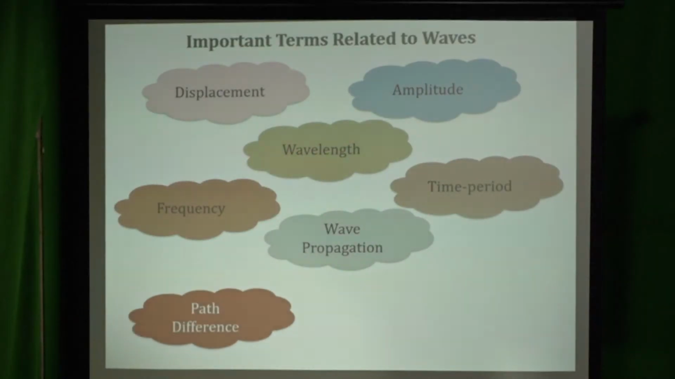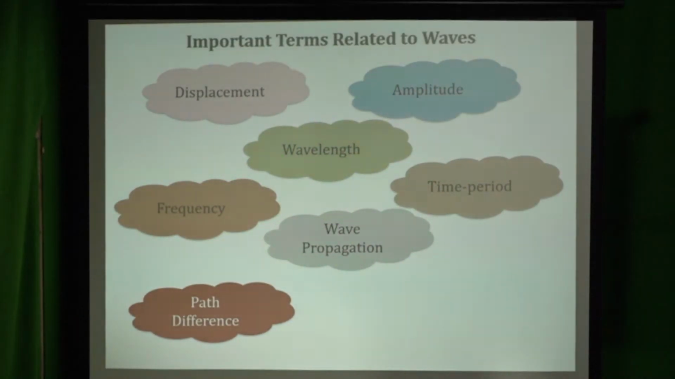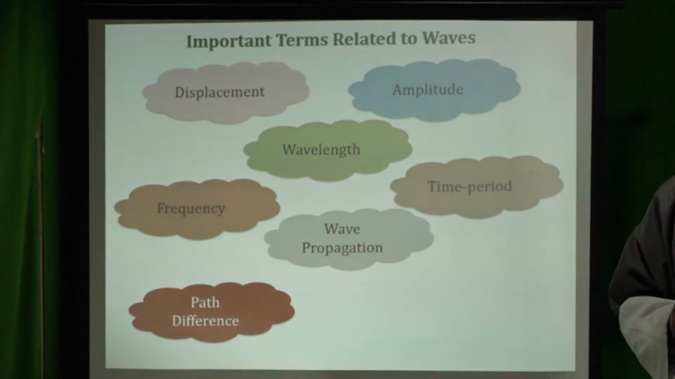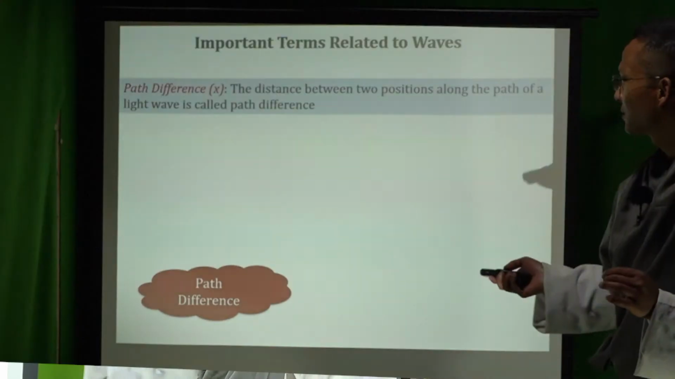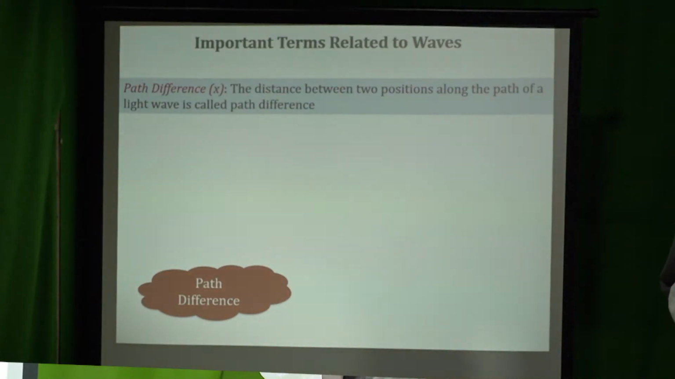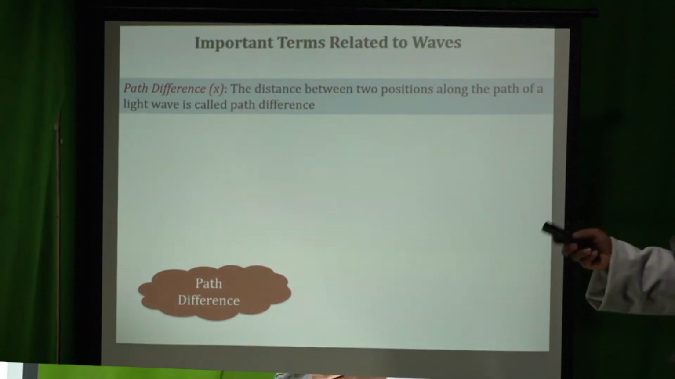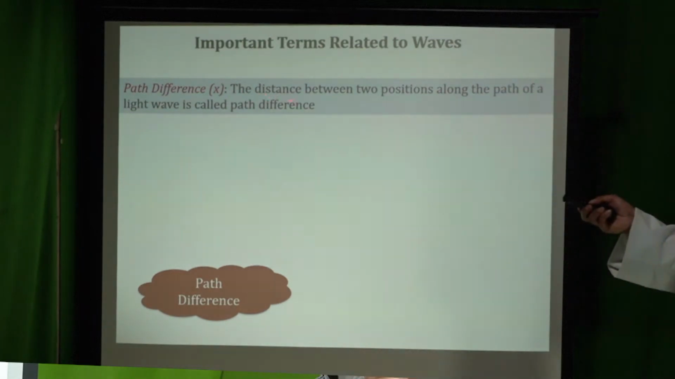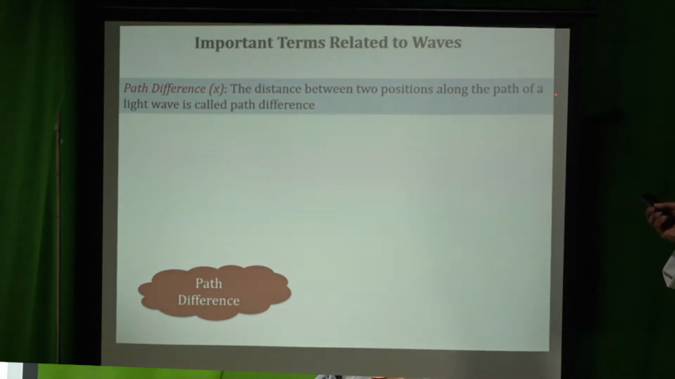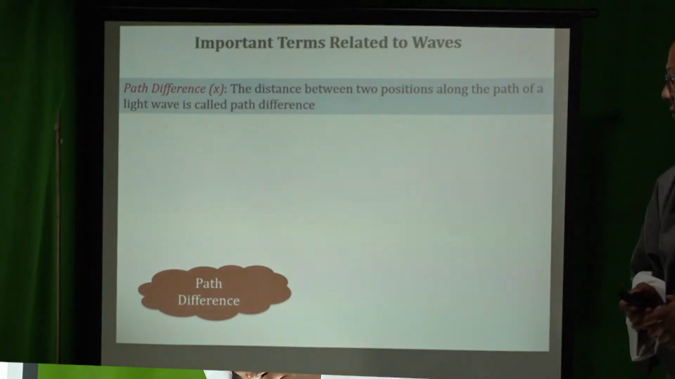And the next concept is path difference. So path difference actually is the distance between two particles in a wave. We represent with letter x to show the path difference. If you look at this definition, it says the distance between two positions along the path of a light wave, or it can be even a sound wave.